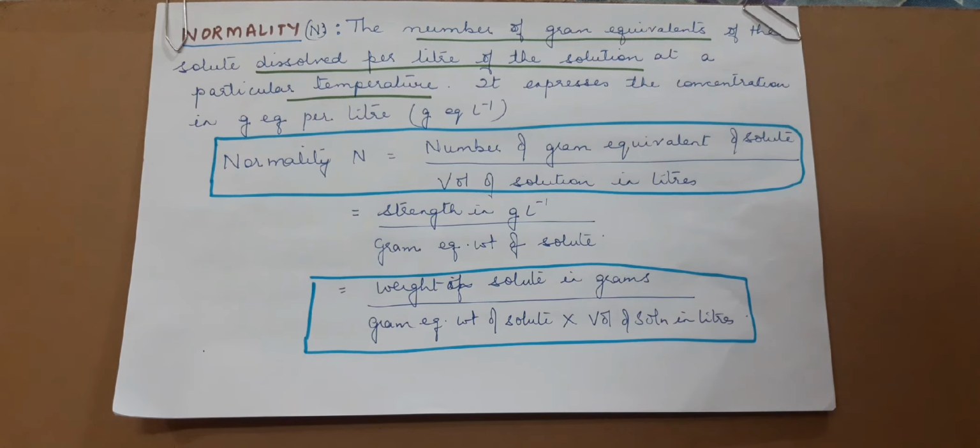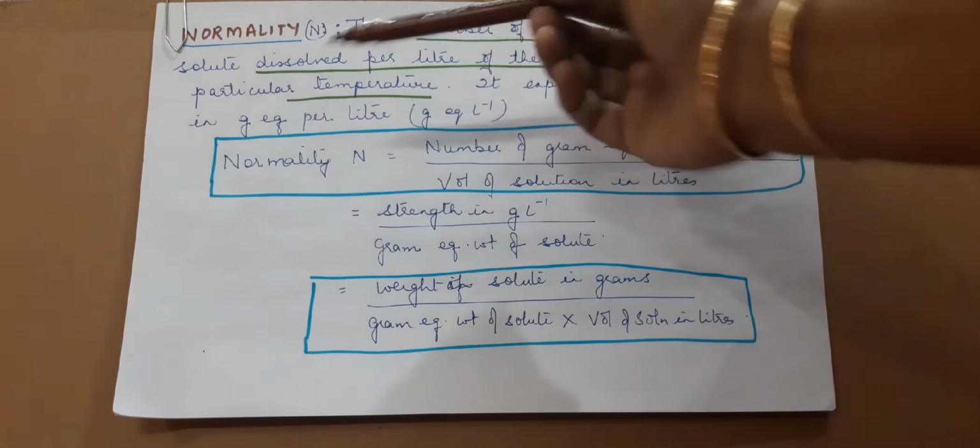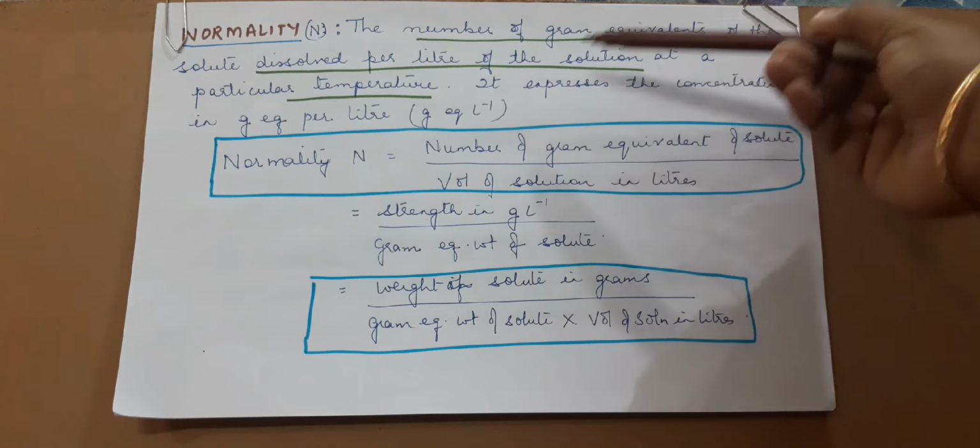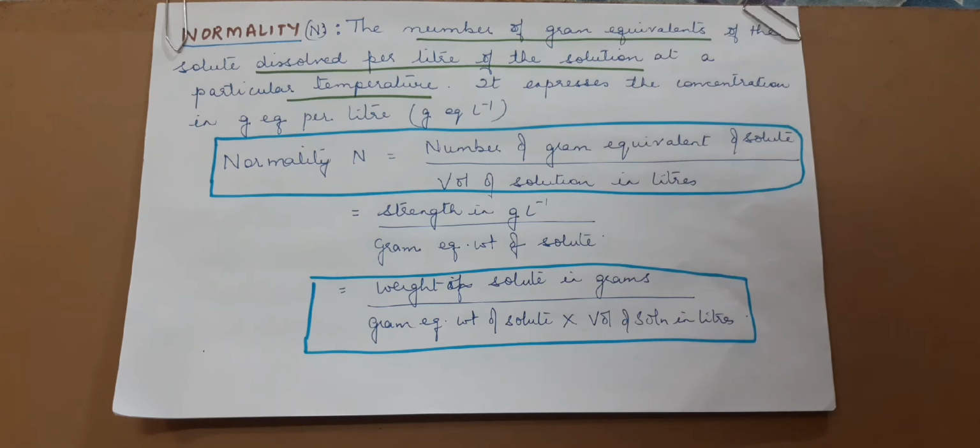Here also it's volume. Molarity was in terms of volume because we were talking about per liter of the solution. Normality is also in terms of volume because we are talking about per liter of the solution. But molality was not in terms of volume. We were talking about 1 kg of the solvent. So normality is the number of gram equivalents of the solute dissolved per liter of the solution at a particular temperature. Here also temperature becomes important.